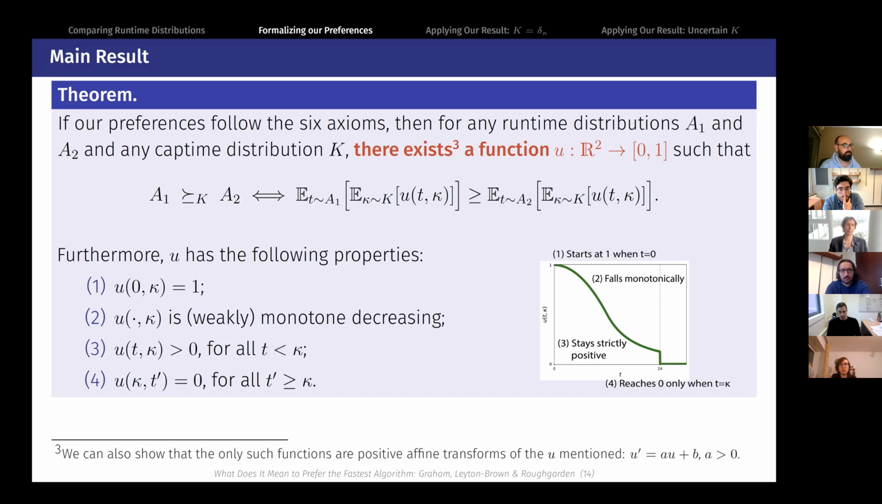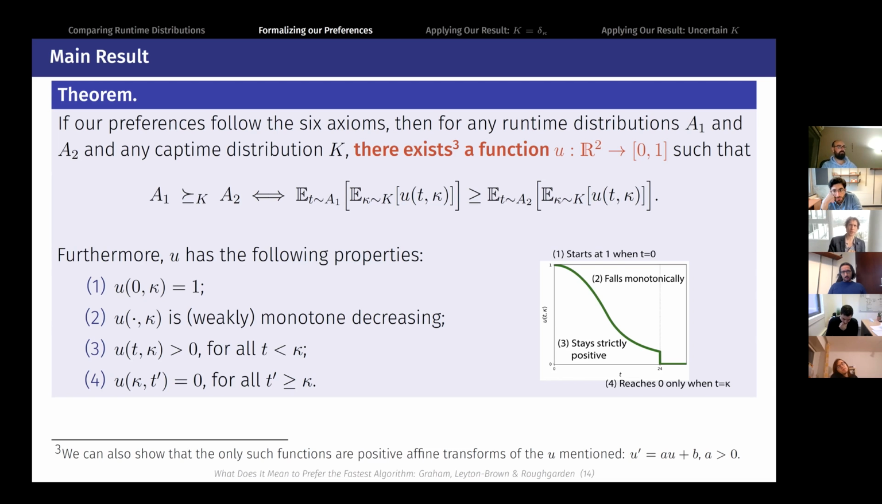And not only that, but I can reason some things about the shape that this u has to have. With a runtime 0, for every kappa, u is going to be equal to 1. Remember, I told you this function is on the interval 0, 1. It's then going to be weakly monotone decreasing. It's allowed to plateau, but it's never allowed to rise. It has to remain strictly positive for all t less than the cap time, and it has to become 0 exactly at the cap time and then remain 0. And it's allowed to discontinuously fall to 0. So I must have some utility function that looks like this.